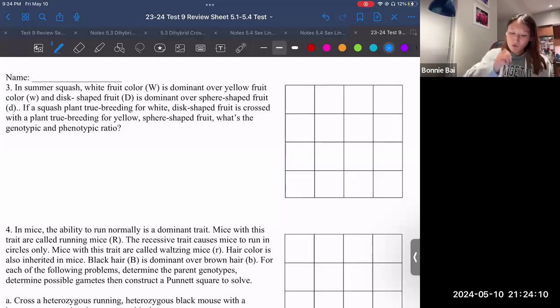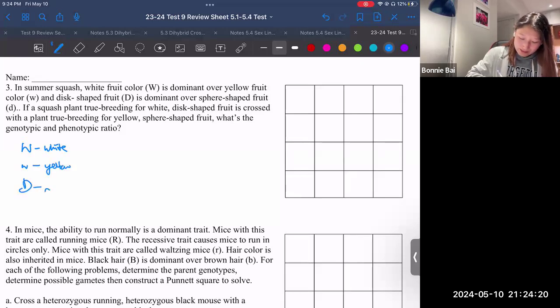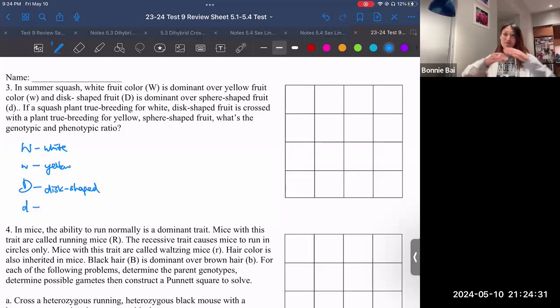In summer squash, white, I like to write it out because it really just helps me not having to look at a paragraph, right? So easy. Little w is yellow. Big letter, capitalized D is disc-shaped fruit, like a circle squash, I guess. And then, oh wait, actually, disc as in not a circle. Little d is sphere. Well, you can see now it's not that hard. It just takes a little bit of time.